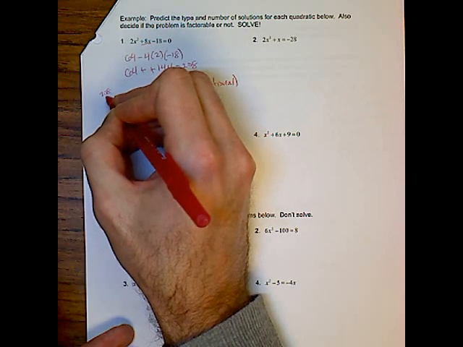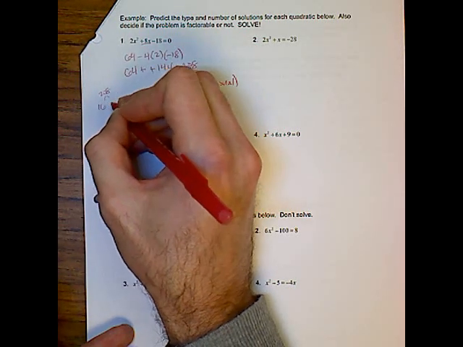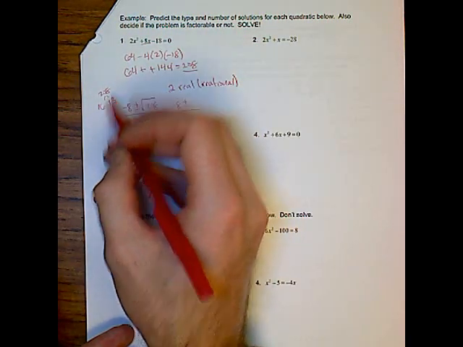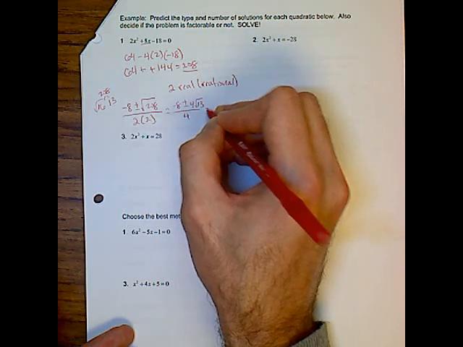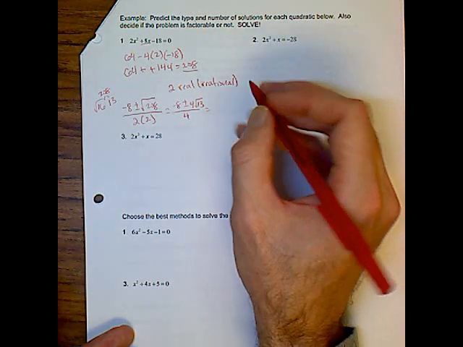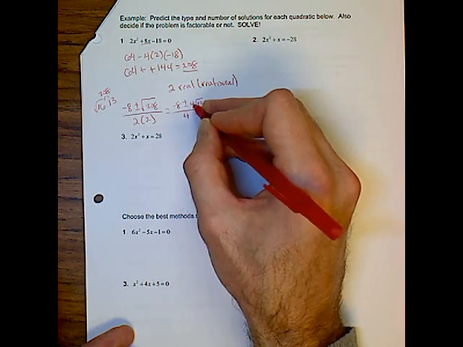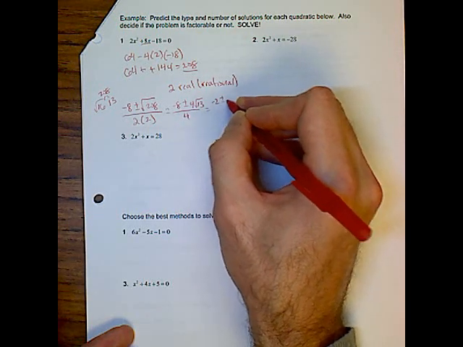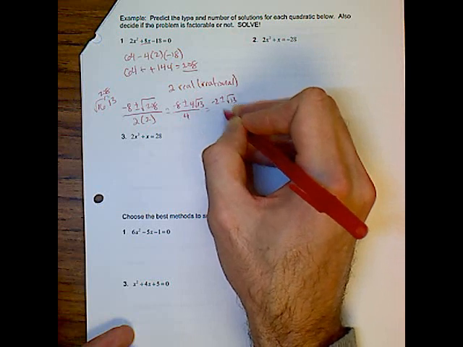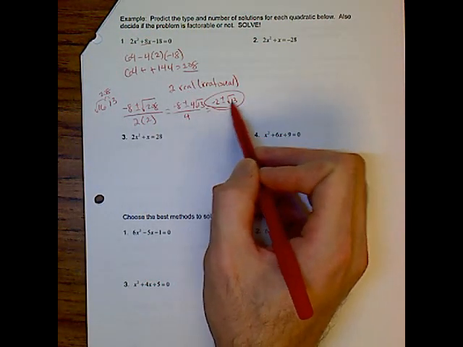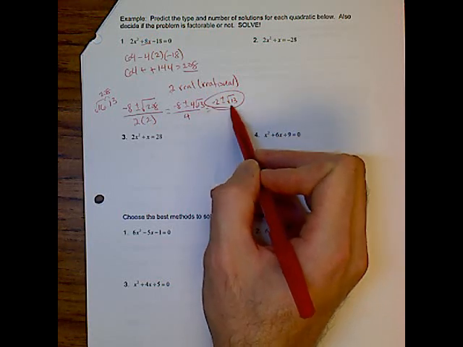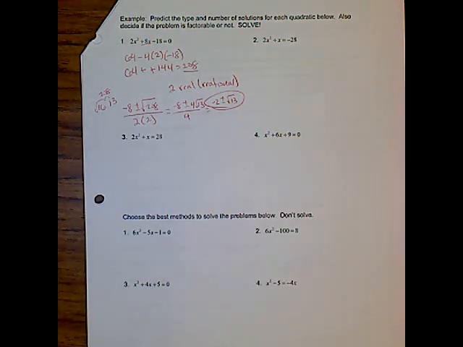And 208 could split into 16 and 13. And the square root of 16 is 4, so I'll put 4 radical 13. And I can do some reducing here, so divide everything by 4. It'd be negative 2 plus or minus radical 13 over 1, so I'll just leave it like that. So I got 2 real numbers, so they do exist, but they're irrational because they got a radical underneath them. Okay.